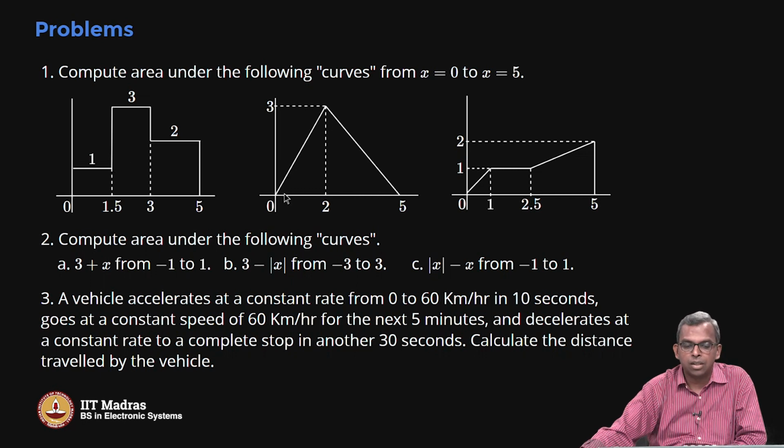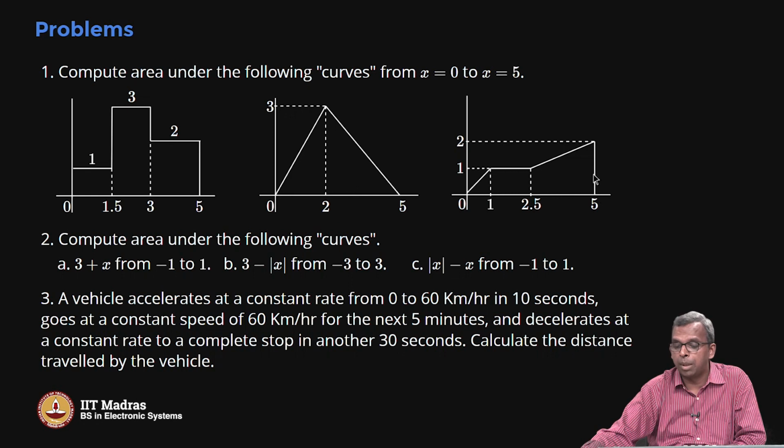Very easy. So here also you have a triangle. So half into 5 into 3, right? This 2 is not too relevant here. Anyway, half into 5 into 3, that's 7.5. So here this is a triangle, that is half into 1 into 1. This is a rectangle, 1 into 1.5. So 1.5 plus 0.5 becomes 2 here.